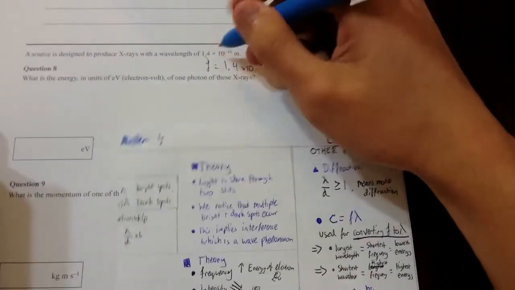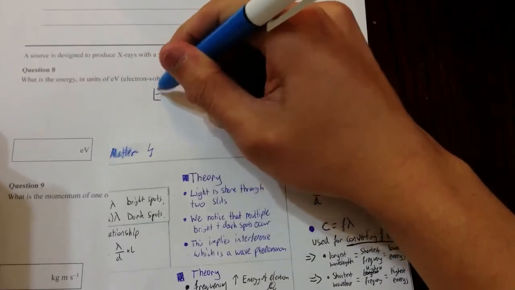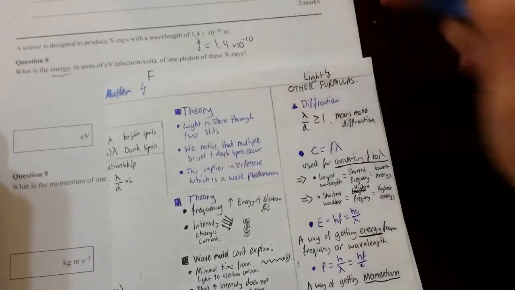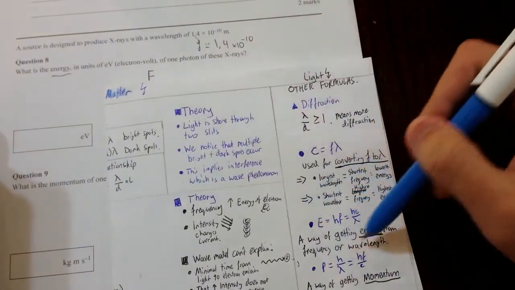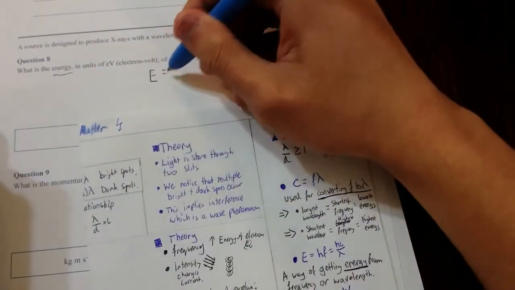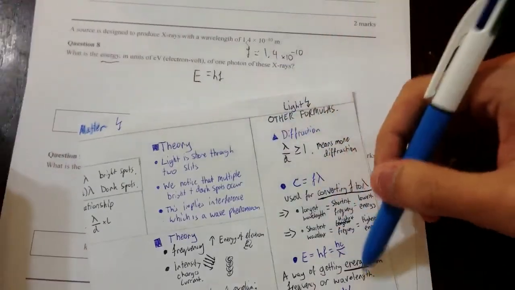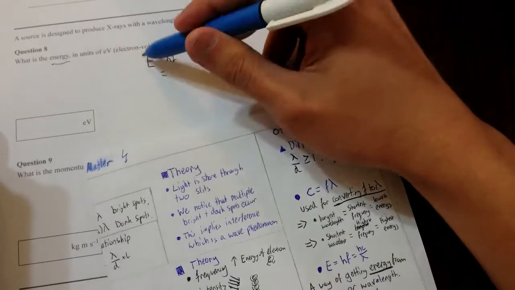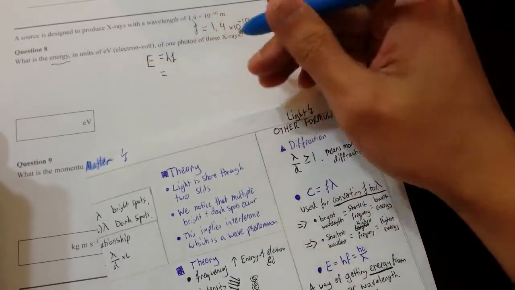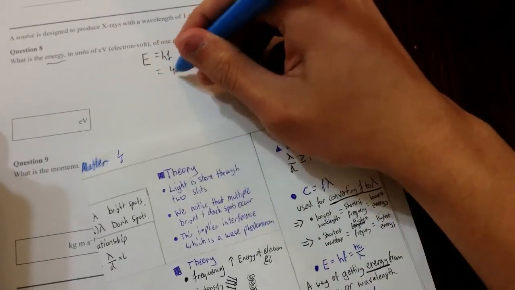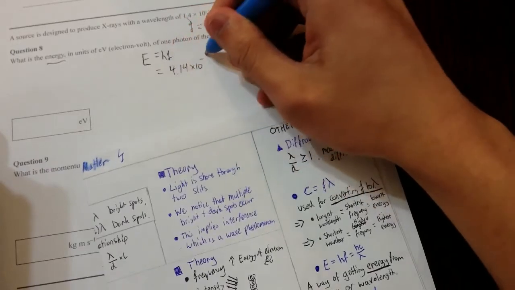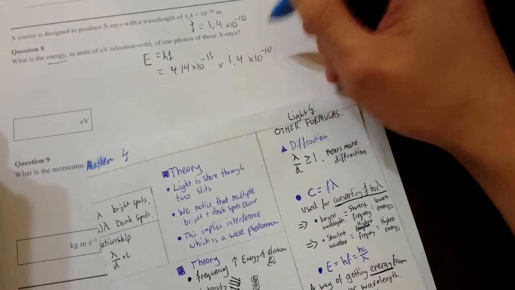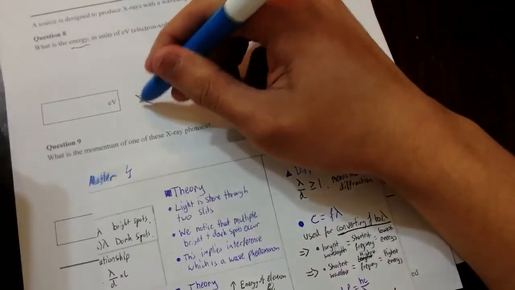Okay, so we want energy, and we have frequency. So we look for a formula that is a way of getting energy from frequency. E equals hf. Of course, if it said wavelength, we could also use E equals hc on lambda. Now, they want this in electron volts, so we just have to use h in electron volts, which is 4.14 times 10 to the negative 15 times our frequency, 1.4 times 10 to the negative 10. And that'll give us our answer.